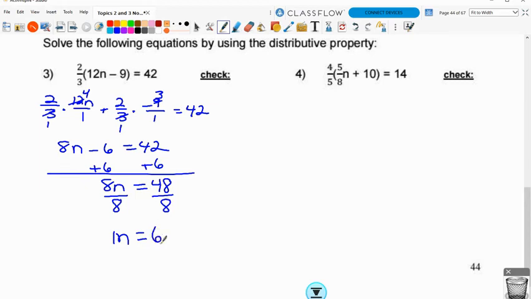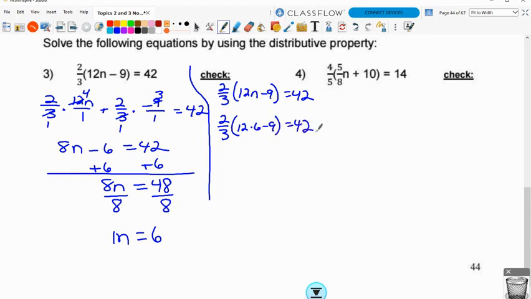Okay, I'm going to go ahead and do my check now. So I'm going to rewrite the original problem, which said 2/3, and then in parentheses 12n minus 9 equals 42. I'm going to replace n with 6, so I'm going to have 2/3 times (12 times 6 minus 9) equals 42. And in the parentheses, I have multiplication and subtraction, so I'll multiply first. 12 times 6 is 72 minus 9, and then equals 42.